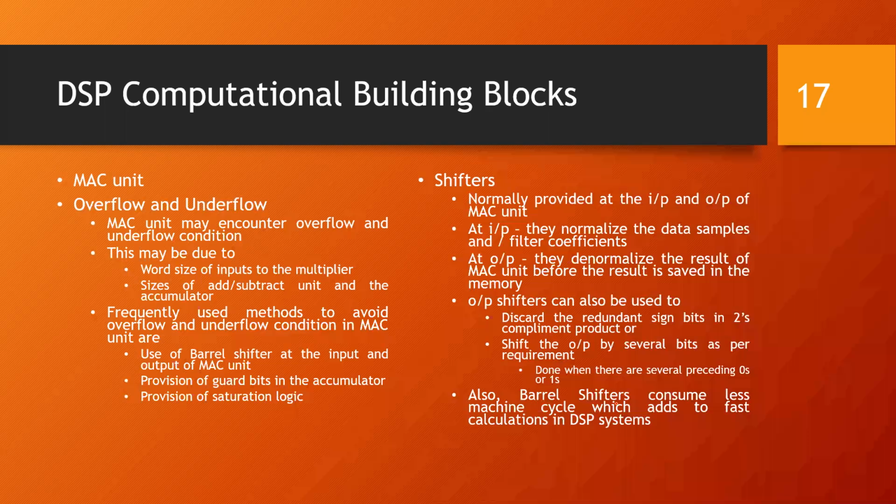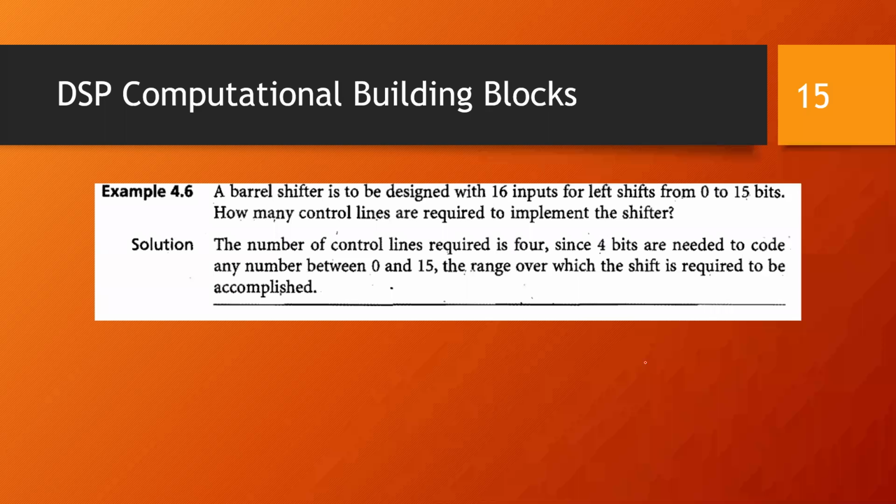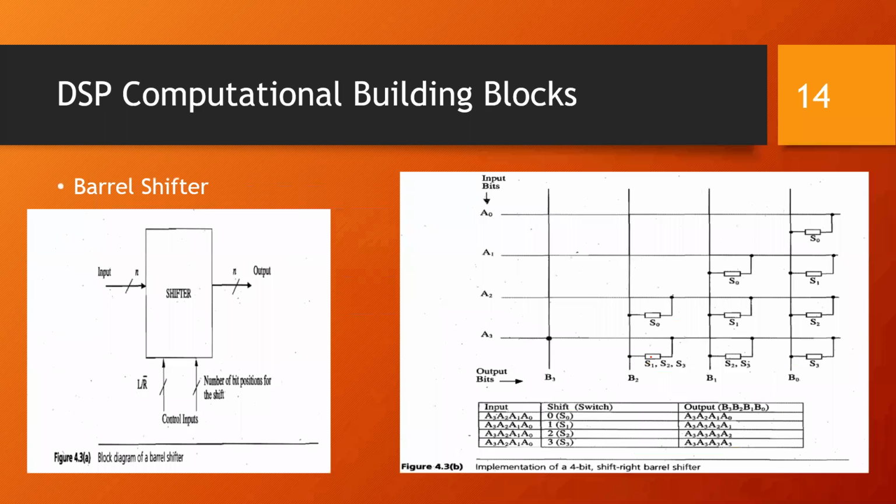Now here, why we go for barrel shifters that we had discussed: it will consume fewer machine cycles as compared to the other shifters which are used in regular microcontrollers. In one go itself, I'll be able to shift the entire data. That is, just activate the switch based on how many shifts you want. If you want three shifts, activate switch 3, S3. When S3 is activated, this data is made available at B0, B1, and B0 and B3.